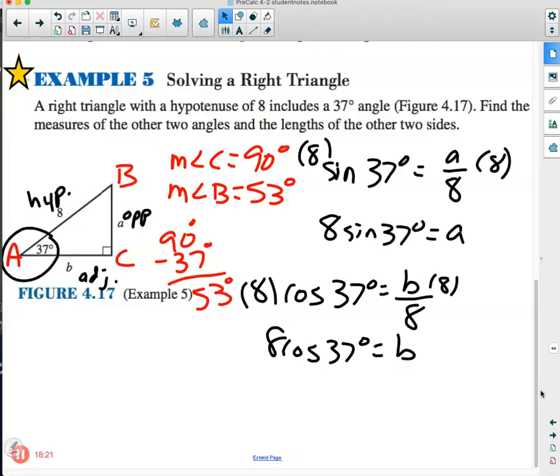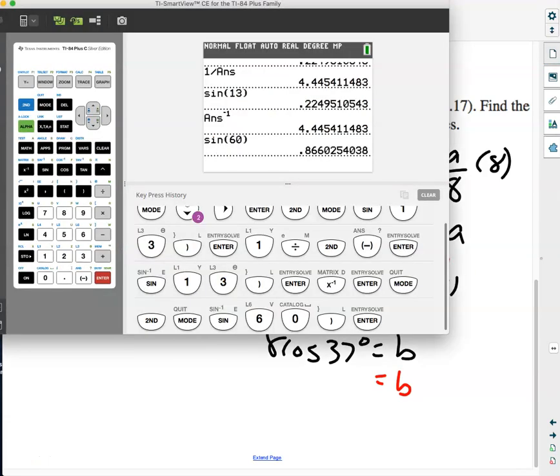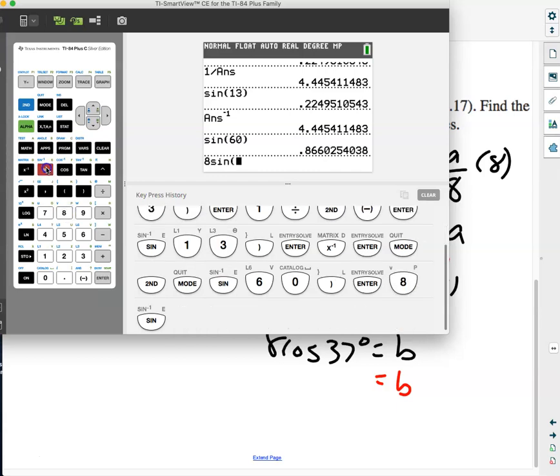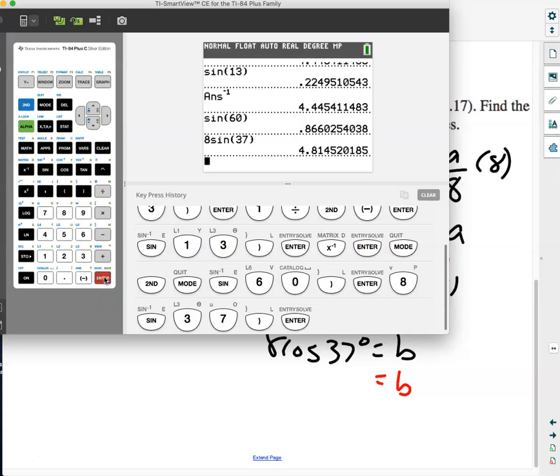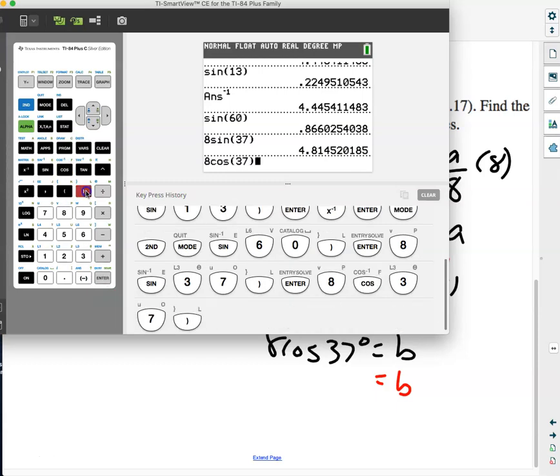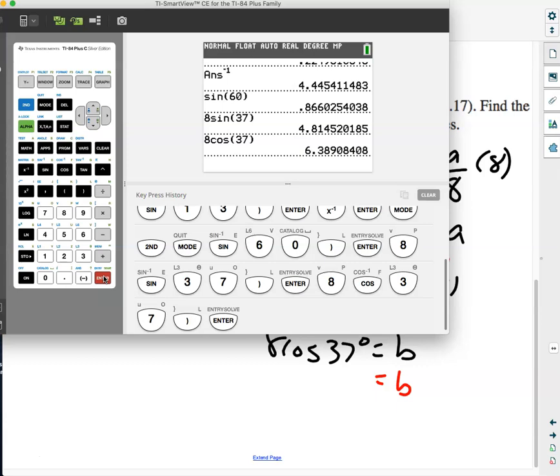All right, now we can punch these in and round them to 3 decimal places. So we had 8 sine of 37 degrees, .815, rounding to 3 decimal places. 8 cosine 37 degrees, 6.389 to 3 decimal places. So let me get that written down.